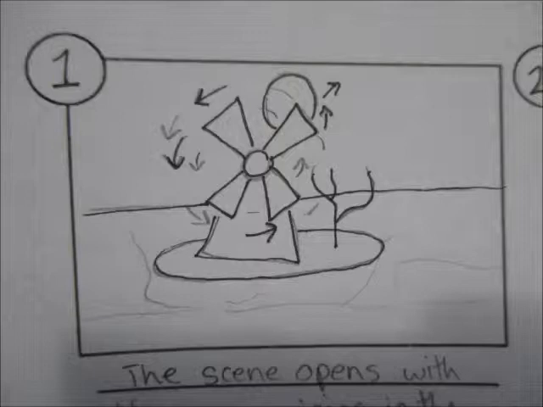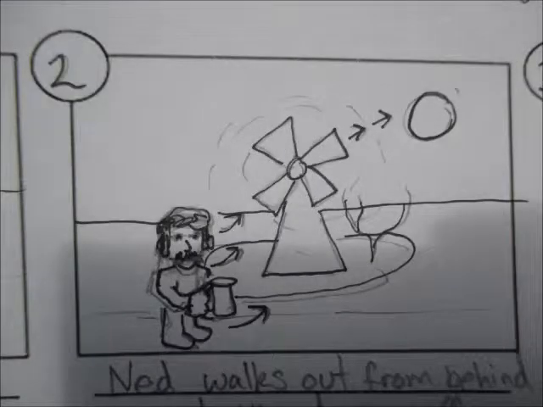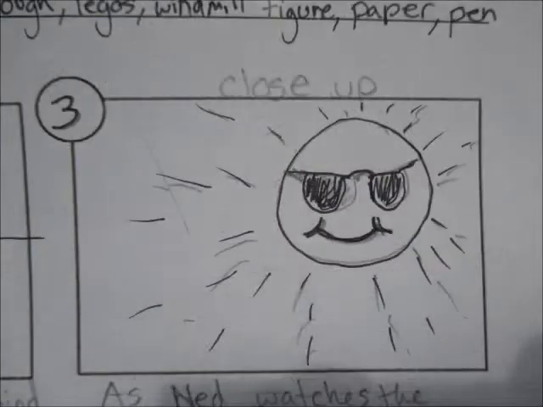The scene opens with the sun rising in the background and a windmill turning. You can see in my image I've included arrows to show the motions of the images. Ned walks out from behind the windmill and sips his coffee. He turns to the sun. Once again, I have the arrows pointing to the sun. As Ned watches the sun, glasses appear, drawn on with a pen on the sun. It smiles and it develops sun rays.